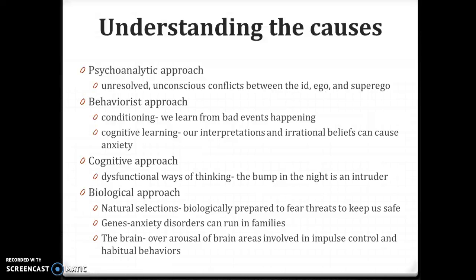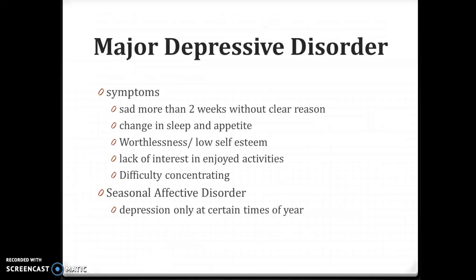And then there's the genetic link. Anxiety disorders can run in families, and of course, the brain. Overarousal of brain areas that are involved in impulse control and habitual behaviors have been shown to be different in people with the different anxiety disorders that we talked about.